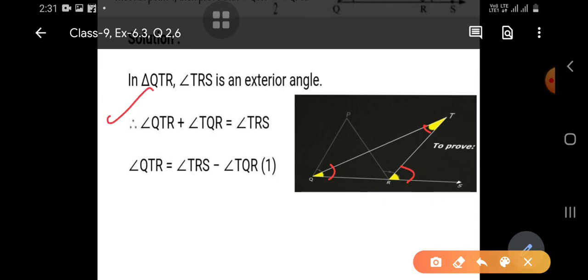Now transpose TQR from left to right, it will be minus. Then we get angle QTR is equal to angle TRS minus angle TQR. This is equation 1. Now see again.